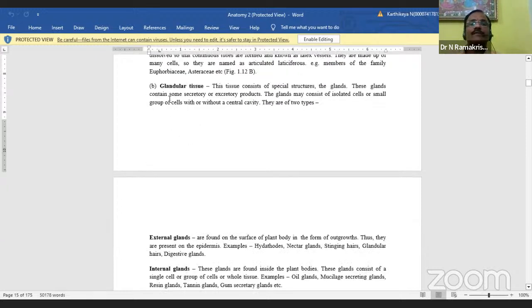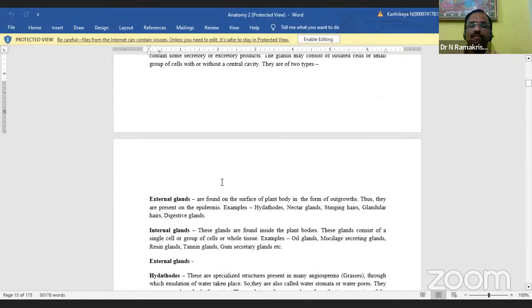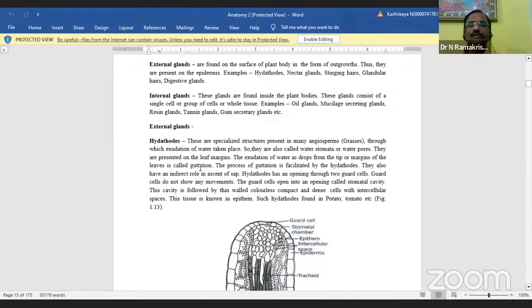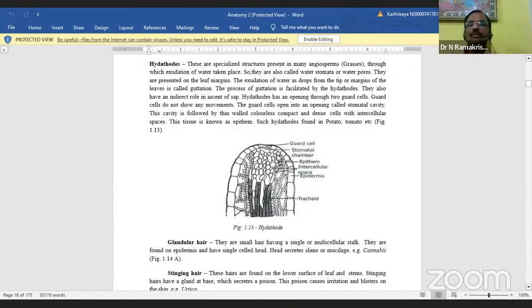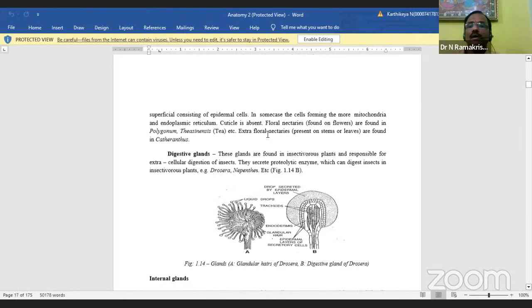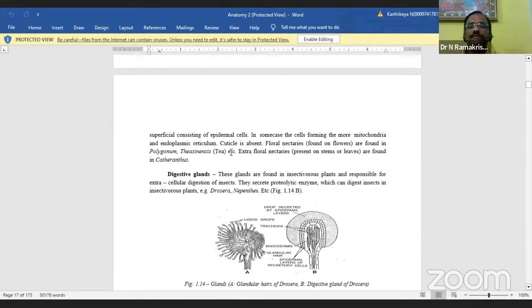Now you see here glandular tissues. This consists of special tissues, glands. Here we have external glands, and second, internal glands, such as nectar glands and others. Here guard cells, together with the stomata, we see in hydathodes. Hydathodes are one hole-like structure. This is the nectar gland. Is it clear?